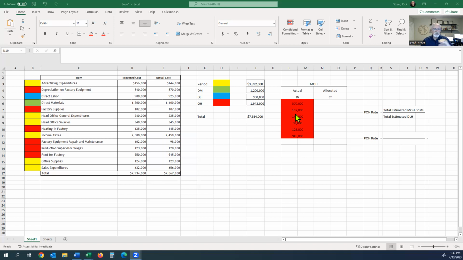As an example, the depreciation entry would be a debit to manufacturing overhead and a credit to accumulated depreciation. Factory supplies would be a debit to manufacturing overhead and a credit to probably accounts payable. Either way, it gets into manufacturing overhead, and now we've got our total overhead that actually occurred. Now, how much of this should be assigned to any given job? What we have to do is calculate the predetermined overhead rate.